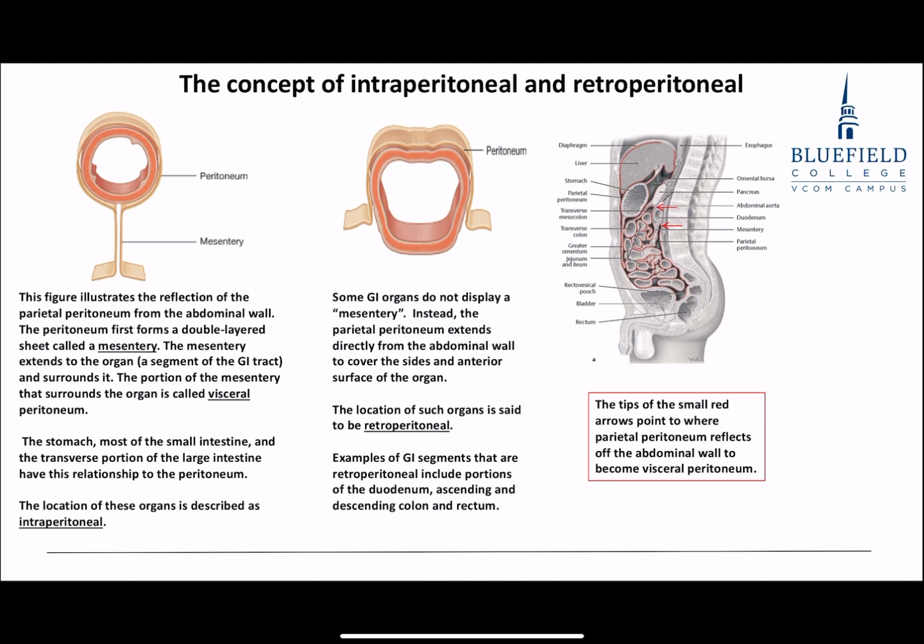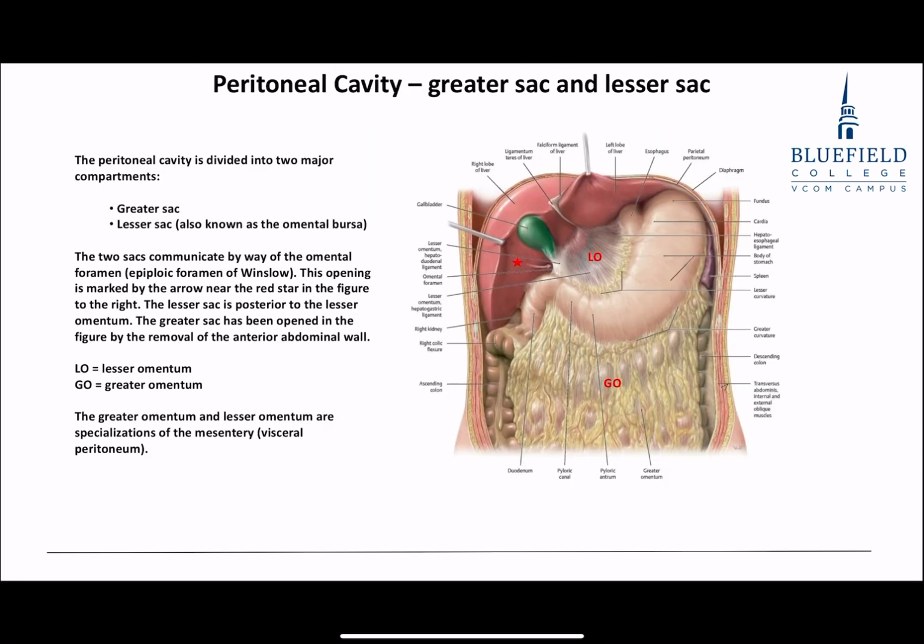So let's look now. We've seen this image before, and we were just talking about the GI tract itself, the esophagus and the stomach. And we mentioned the stomach in terms of greater curvature, lesser curvature, and we saw these sheets attached to it. These also are specializations of the mesentery that we were just talking about.